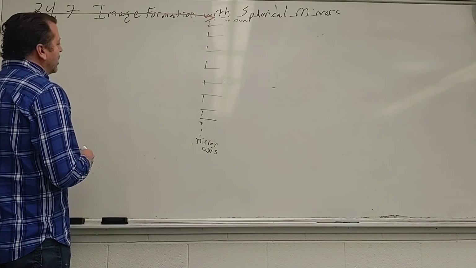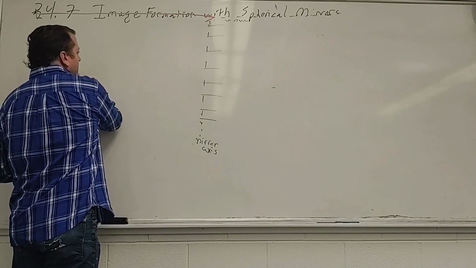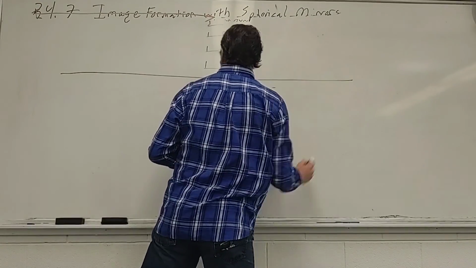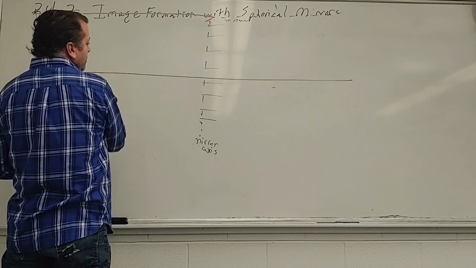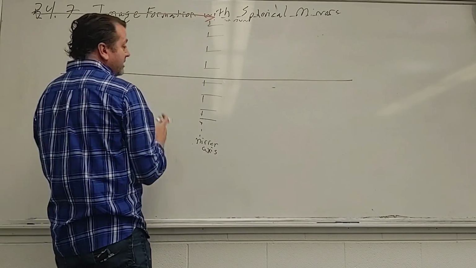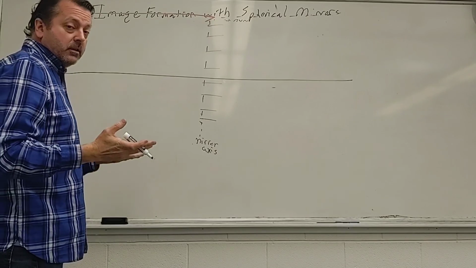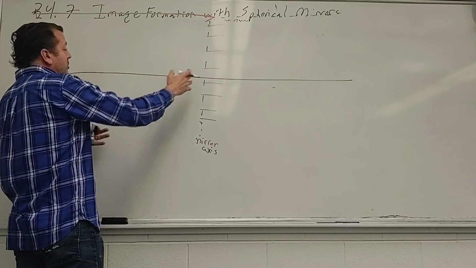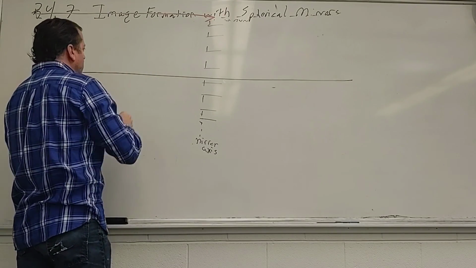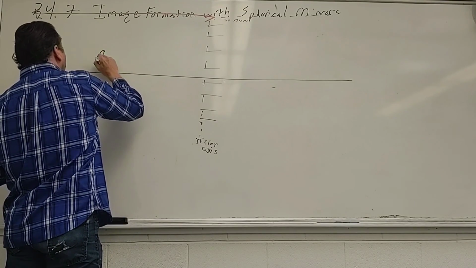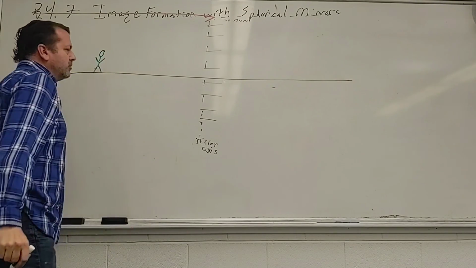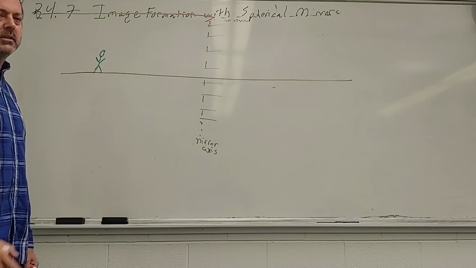Okay. So here's the optical axis. This is going to push back this way. Remember, it's a diverging mirror, so it's going to spread light apart. Let's put a person here. Who can this person be?